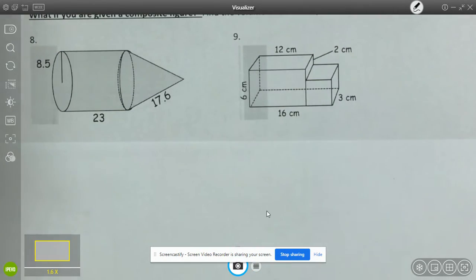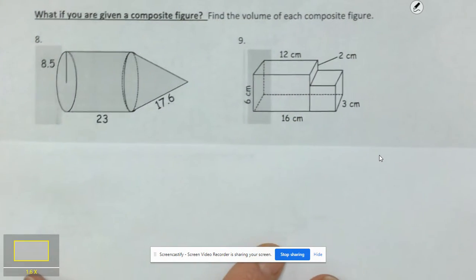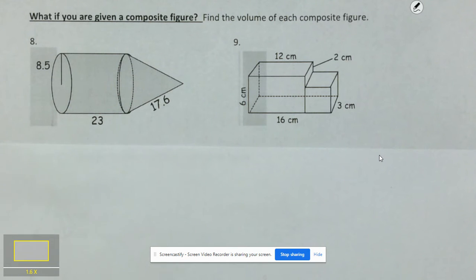Okay, my Math 3 scholars, in this video we're going to consider what if we're given a composite figure, meaning we're given more than just one figure. What we've looked at so far has been the volume of just a cylinder, or just a cone, or just a pyramid, or just a prism. But what if we have two in one?